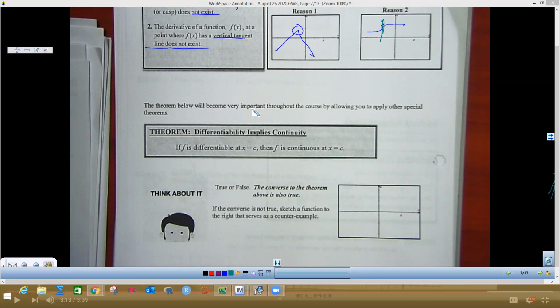The theorem below, you know what? Did I start this recording again?